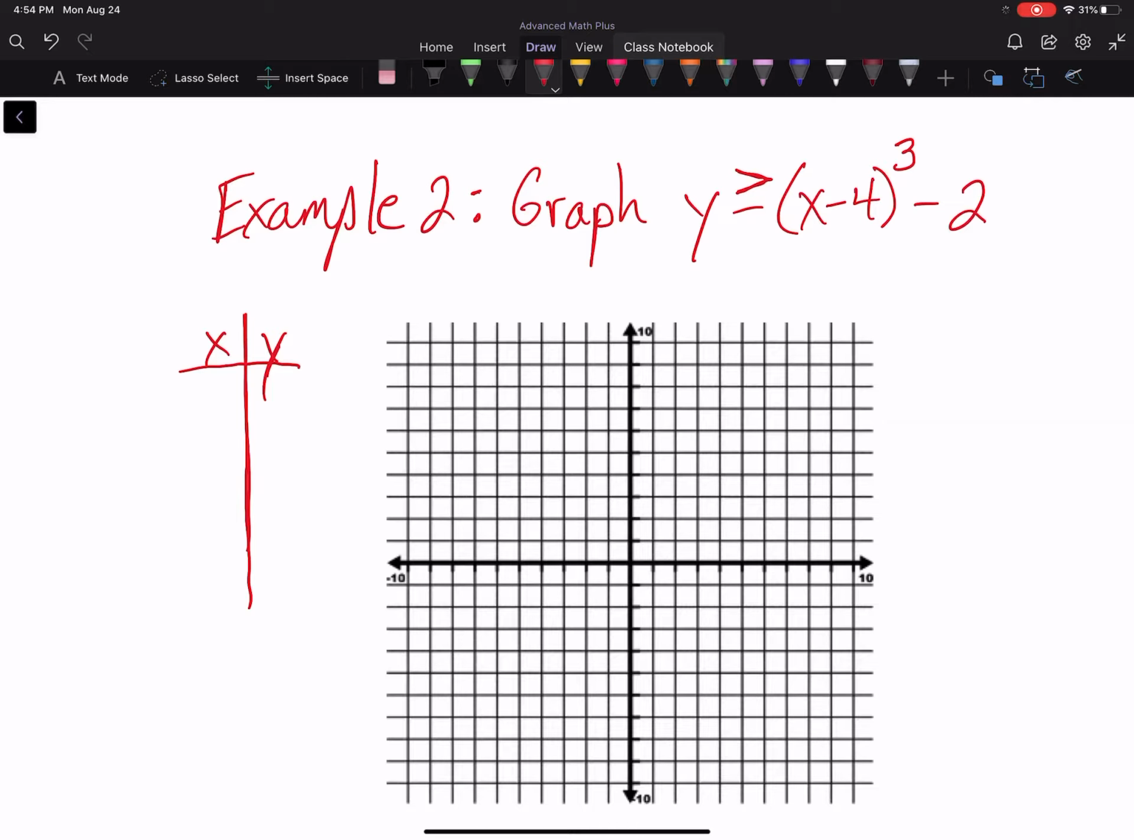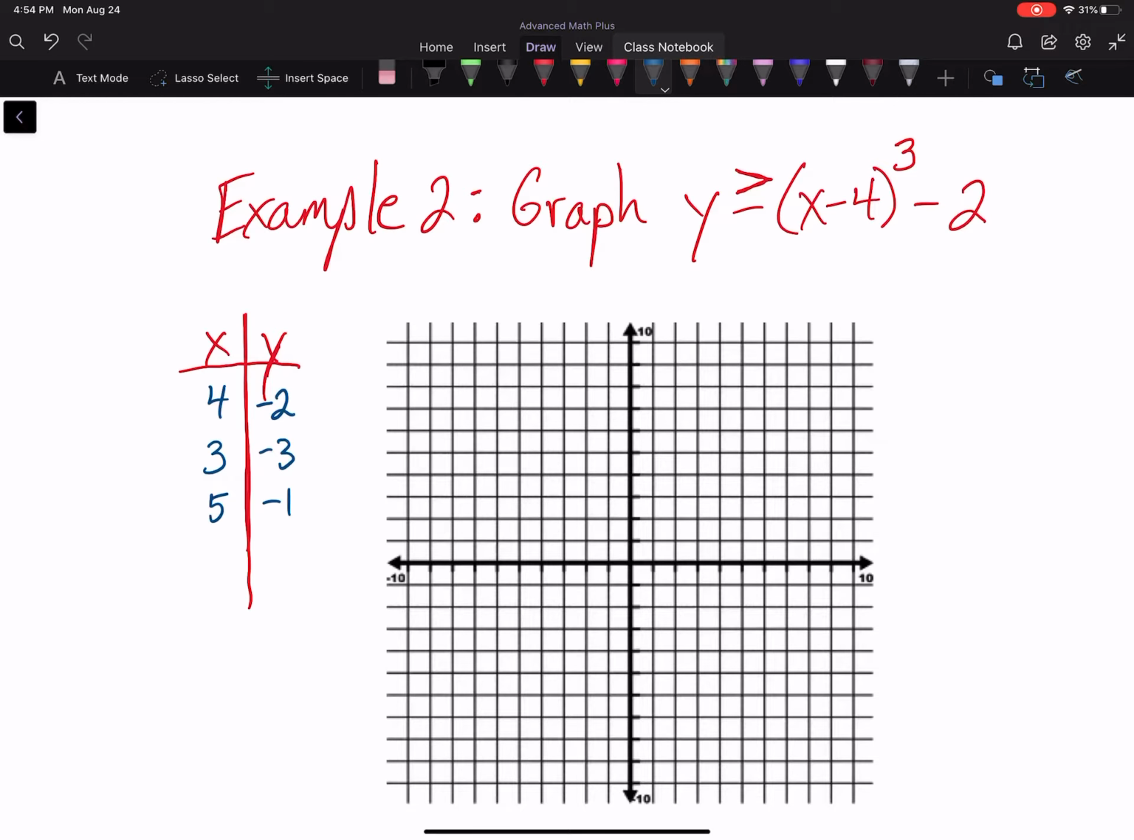So in this case, if I was making the parentheses 0, I would plug in 4, because 4 minus 4 is 0. 0 cubed is still 0. 0 minus 2 would be -2. And then I just plug in some numbers on either side of 4. So 3 would be on the left side of 4. If I plug 3 in, that's -1. -1 cubed is -1. Minus 2 would be -3. 1 to the right of 4 would be 5. 5 minus 4 is 1. 1 cubed is 1. 1 minus 2 is -1.